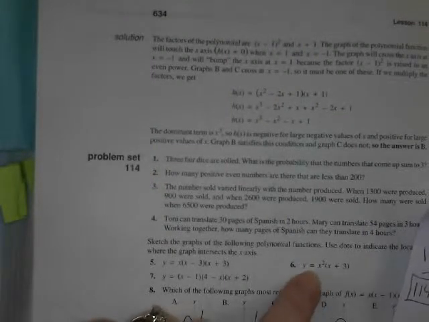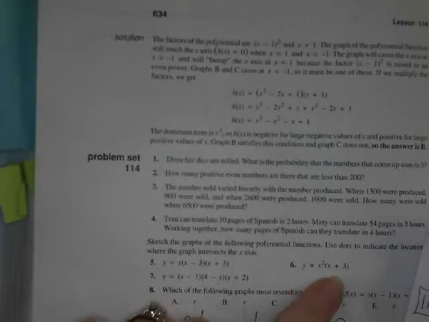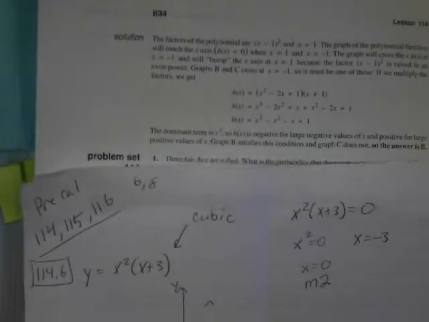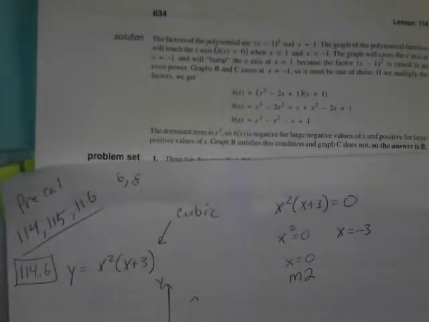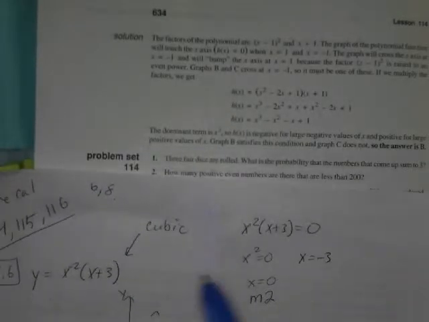So we can use the zero product property. It's already factored for us. We're going to set this thing equal to 0, and we're going to find out what the zeros are on the graph.